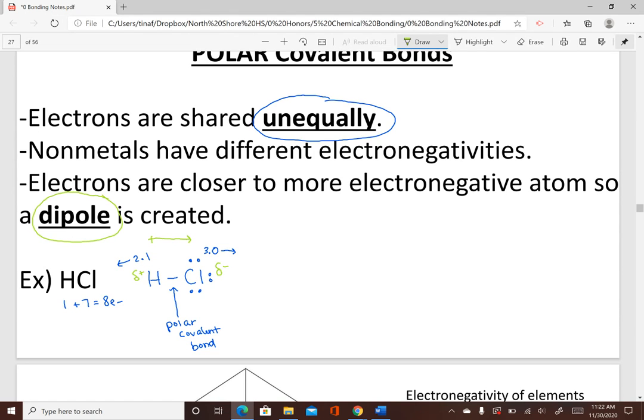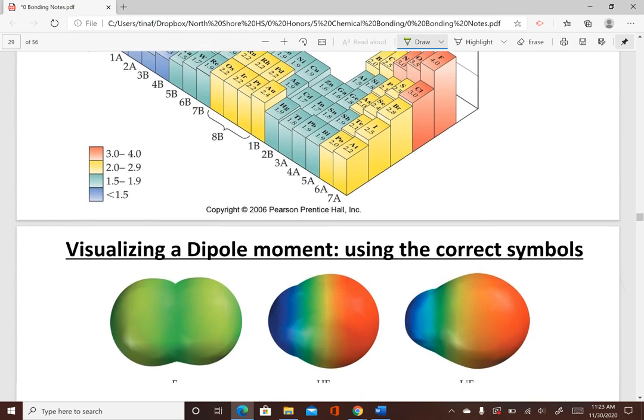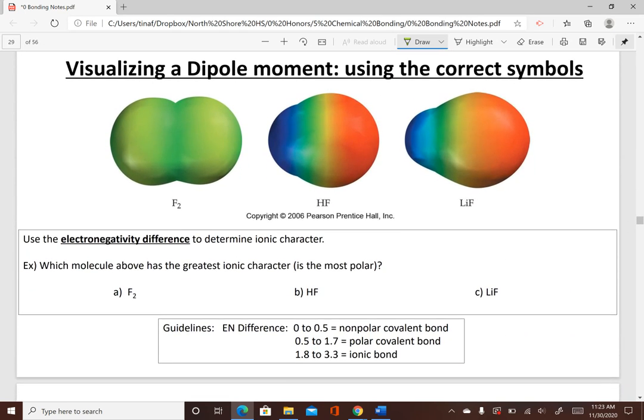So that means you have a molecule now that has charges. Like think about how a magnet has a positive and a negative end. So now we have these molecules that have a positive and a negative end. Okay, so another way of saying that is a dipole, two poles, a positive side and a negative side. Okay, so visualizing the dipole.